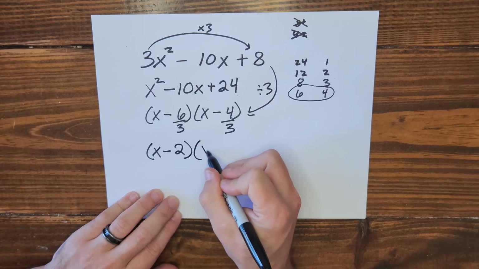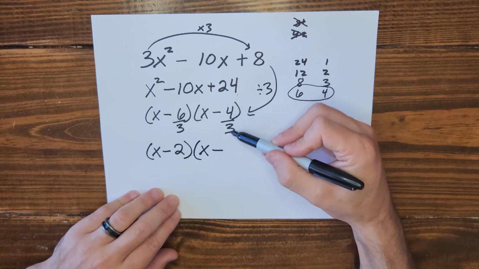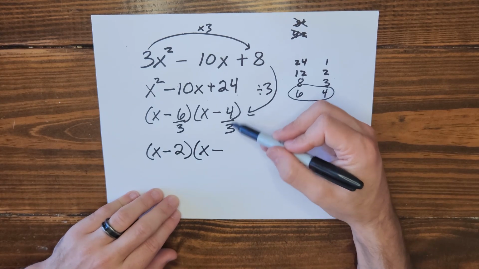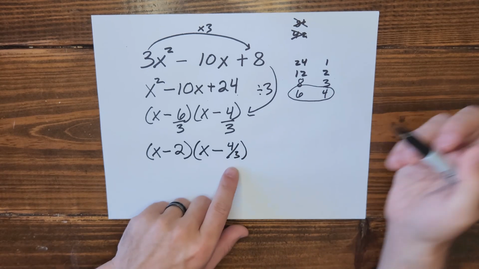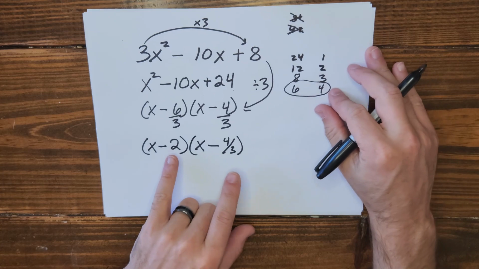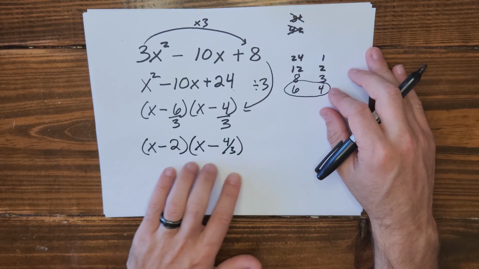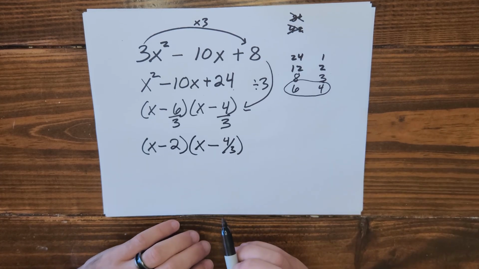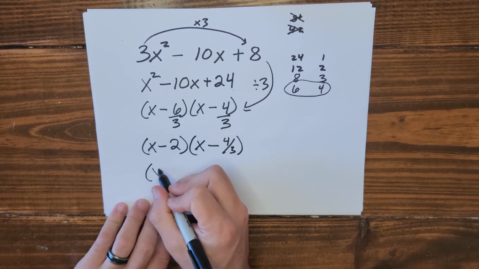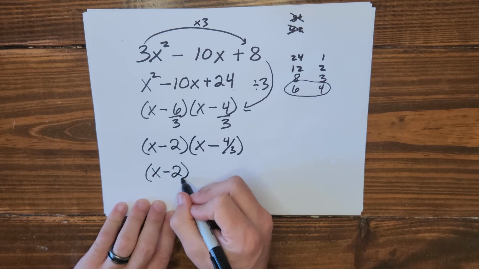In my other factor, x minus. Now this kind of looks weird, but if you notice, 4 and 3 don't simplify, so I can leave this as 4/3. But it looks weird. We don't like the fact that we have a fraction in our factoring. This isn't quite right. It doesn't look right. So we can actually rewrite how this looks. So my first one, x minus 2, stays the same, because that one looks nice and pretty.